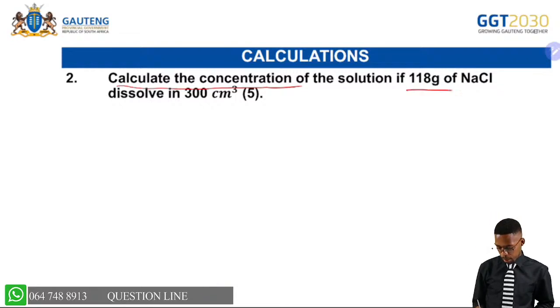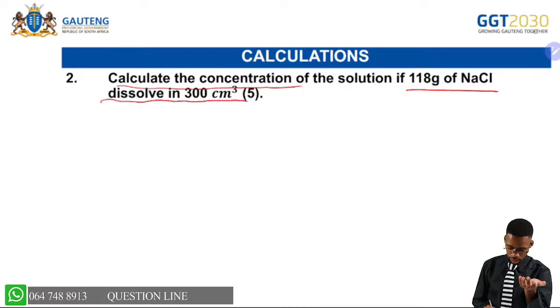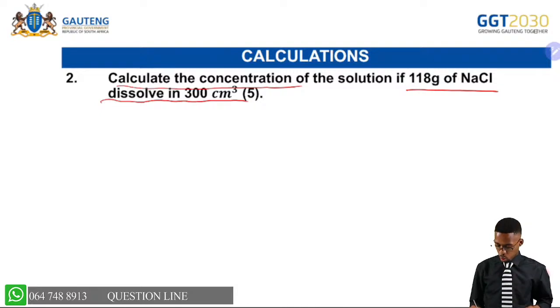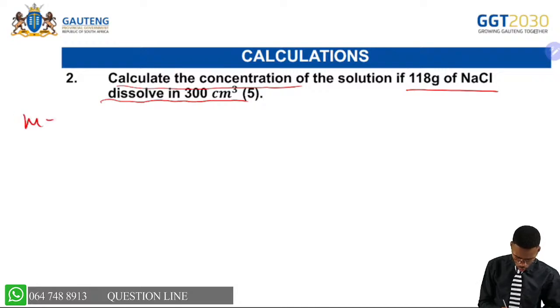But we are given the sample mass of solution: 118 grams of sodium chloride dissolves in 300 centimeter cube. So this is what we have. We have the sample mass of sodium chloride. And once we have the sample mass of sodium chloride, we can get the molar mass of sodium chloride. And when we have both of them, we can calculate for the number of moles. So let's do that. We have the sample mass, which is 118 grams.